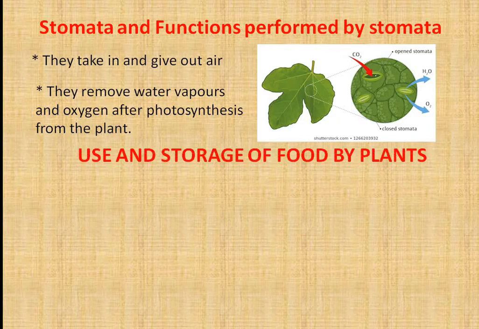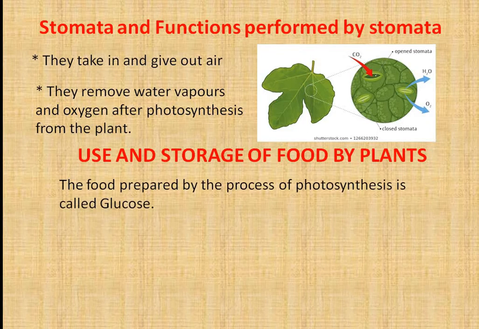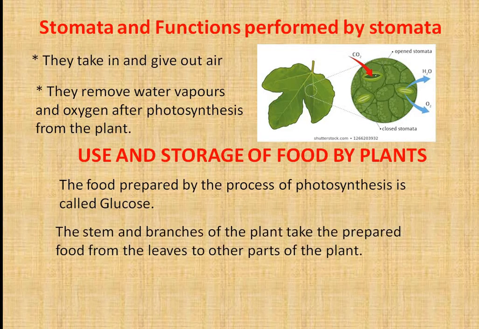Now next is use and storage of food by the plant. Now how food is prepared, we'll discuss in the next slide. But the food prepared by the plant is being used by the plant for its own growth also. The food prepared by the process of photosynthesis, that you have done in class 3 also, is called glucose. The stem and branches of the plant take the prepared food from the leaves to other parts of the plant. Like the food you have gives you energy, it gives energy to all parts of your body, right? Similarly, the food prepared by the plant is used by the plant itself for its own growth.